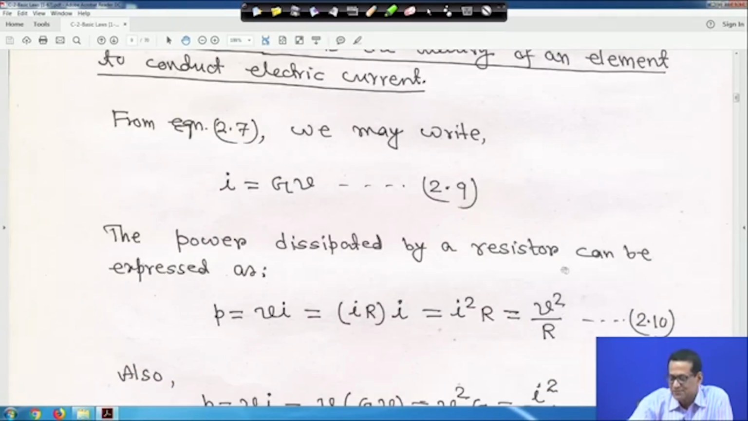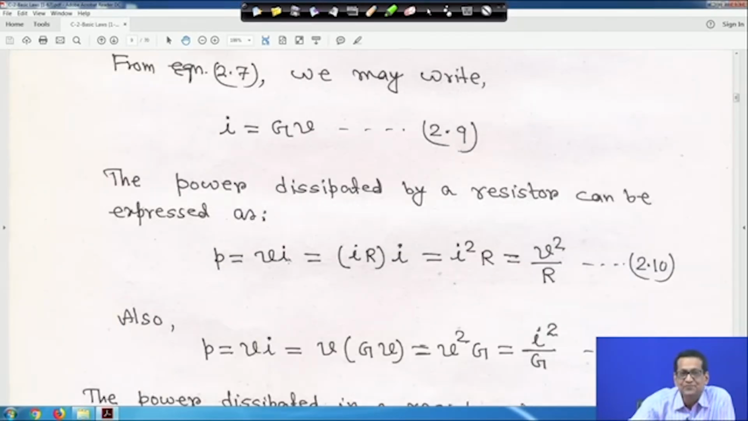Now, the power dissipated by a resistor can be expressed as P is equal to V I, and V is equal to I R. So, putting V is equal to I R, it is I square R. It is also equal to V square upon R, because I is equal to V by R. So I square R is V square by R square into R, that is equal to V square by R.